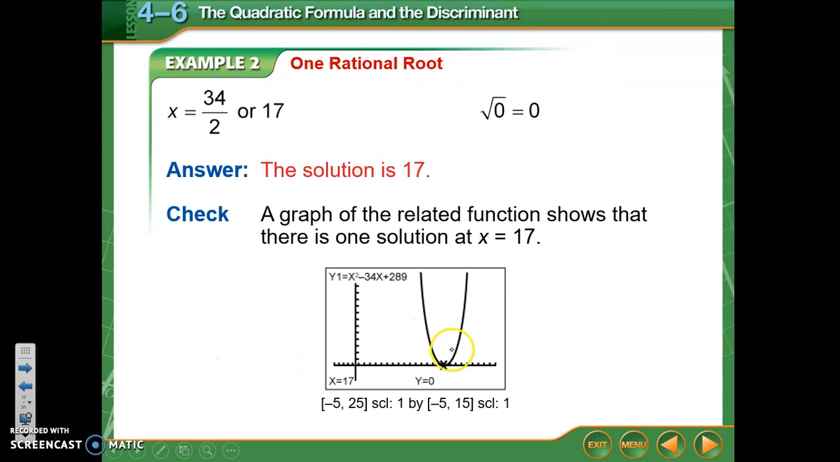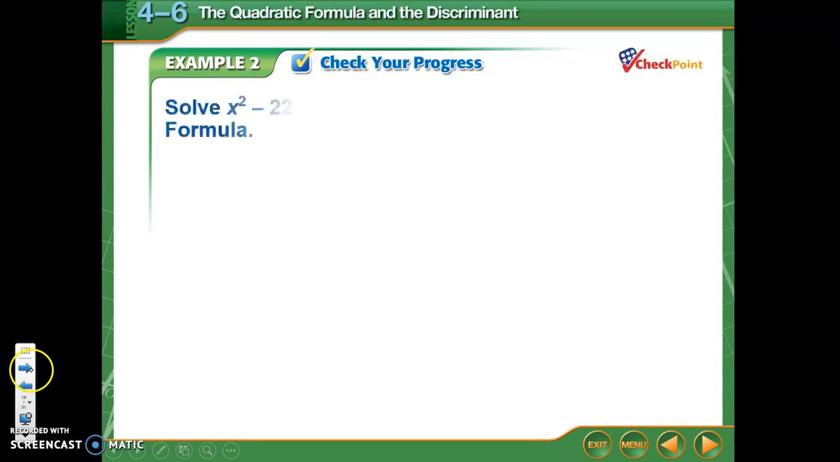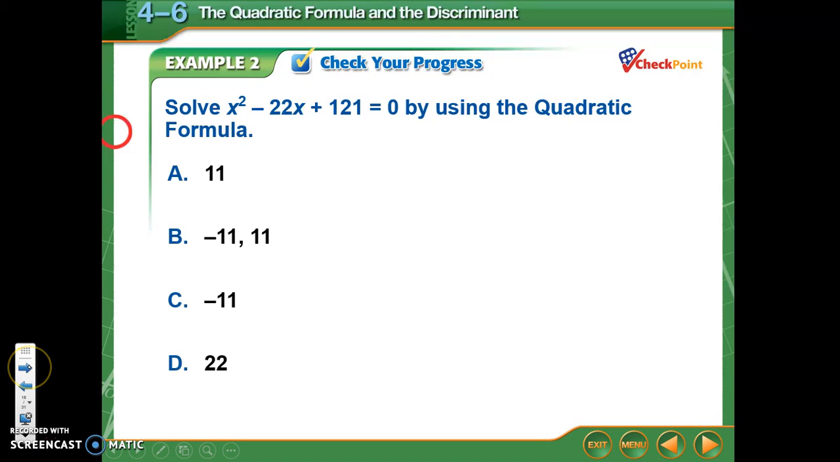And it turns out that that root is actually the x-coordinate of the vertex. If we look at the graph of this parabola, it only touches the x-axis once at x equals 17. All right, try this one. Okay, the answer here is A, 11.